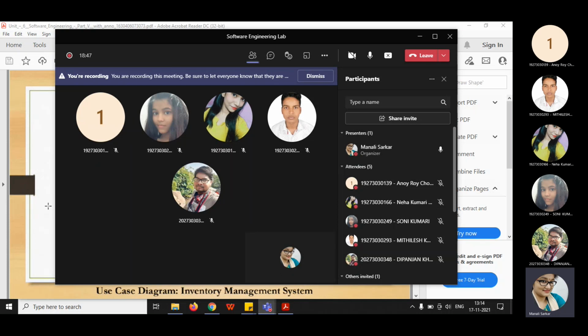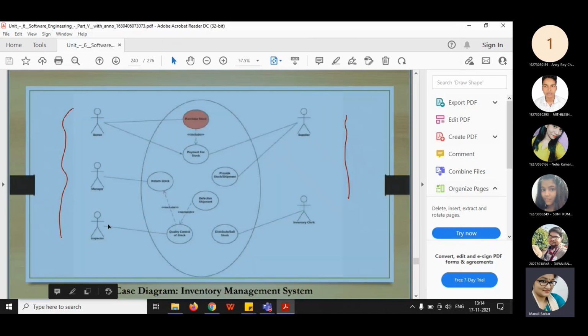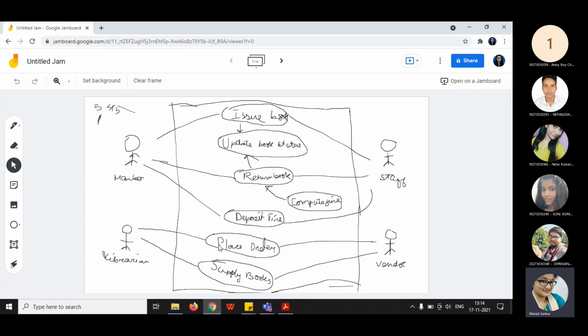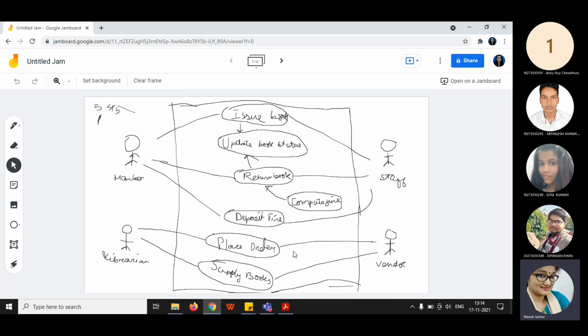So as you know, students, this is the lab session. I have discussed one UML diagram today, this use case diagram, which is a part of UML diagrams. Here we have discussed one example with a library management system. Whenever we discuss use case diagrams, there are certain things we need to add: the actors, the system, and the processes, how many processes there are.